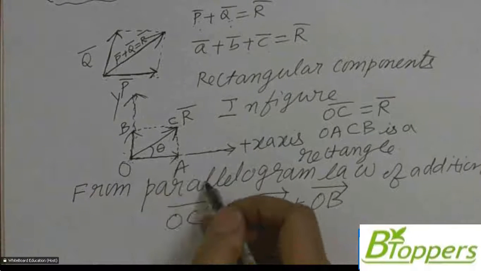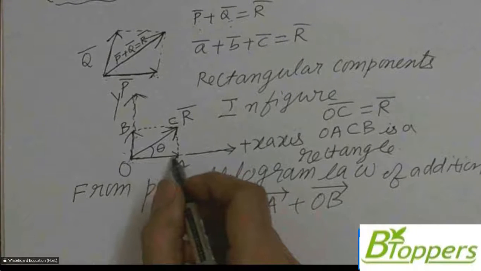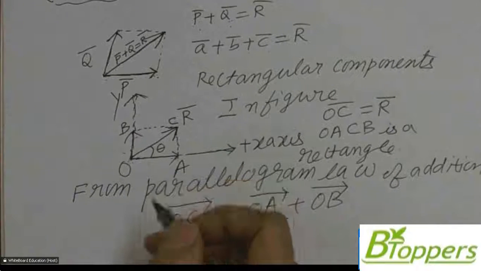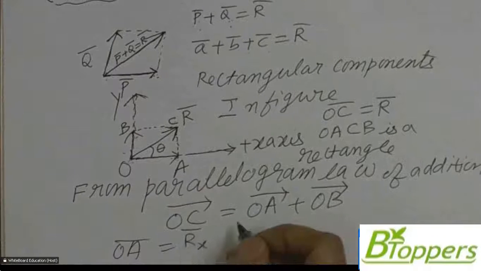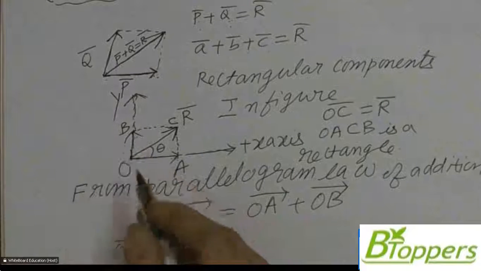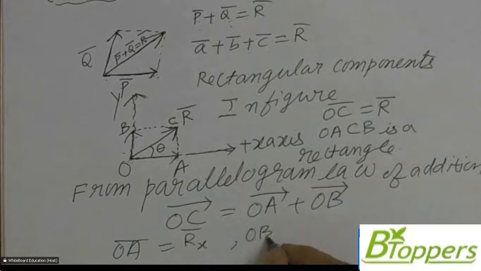The component vector OA bar, which acts along the x-axis, is called the x component vector of R bar, which is denoted by Rx bar. The component vector OB bar, which is parallel to the y-axis, is called the y component vector, which is denoted by Ry bar.